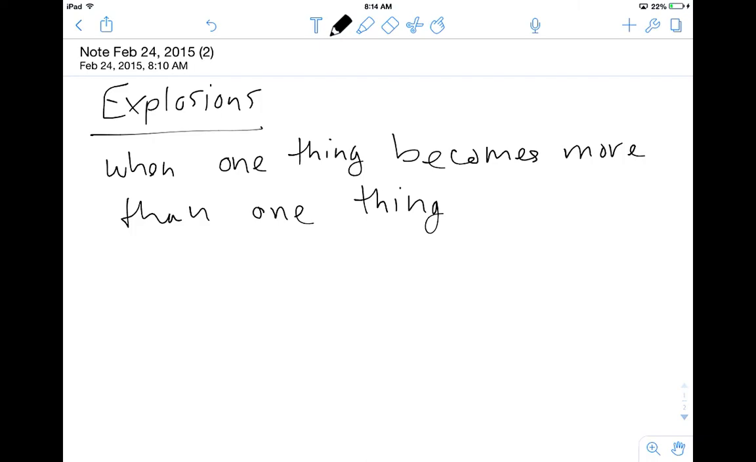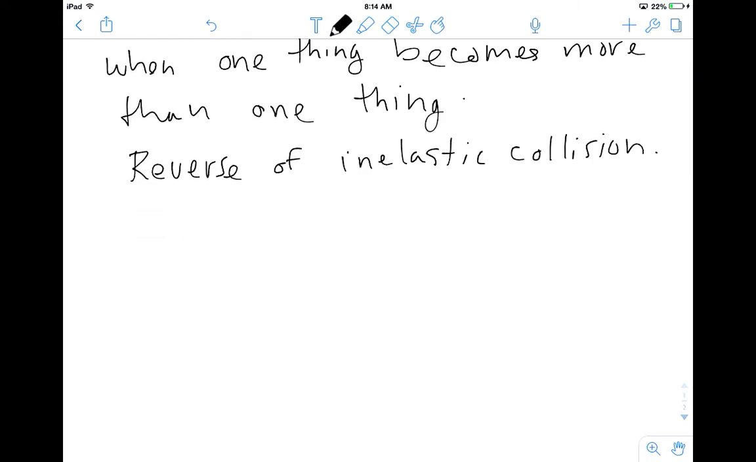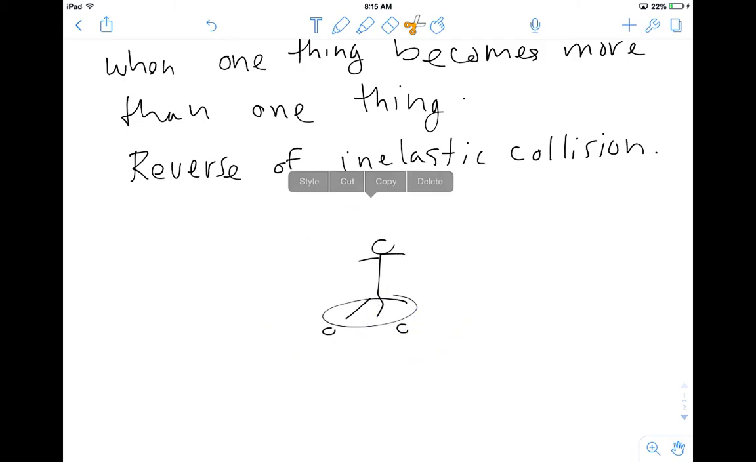Okay, so we can think of this as the reverse of an inelastic collision. So you just worked on inelastic collisions, and for an inelastic collision, remember that we had a skateboarder and a skateboard, and when the skateboarder runs and jumps on the skateboard and then they both move together, that's an inelastic collision. Well, let's imagine this the other way around.